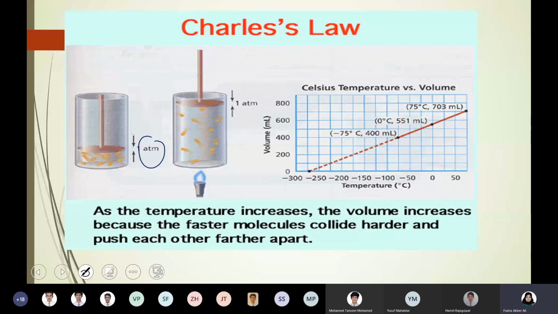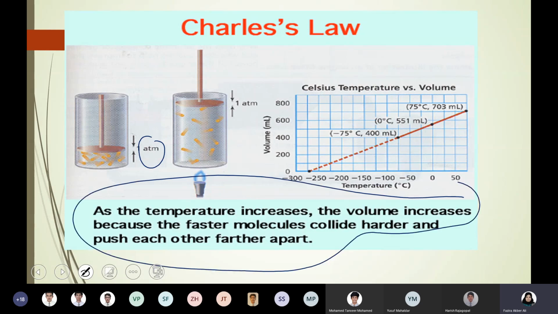And from 0, if you start increasing the energy of the gas at constant pressure, what will happen? The volume will also increase, because as the temperature increases, particles are gaining energy, so they will move faster and collide with each other so that they move apart. So volume increases. This is explained on the basis of absolute temperature.